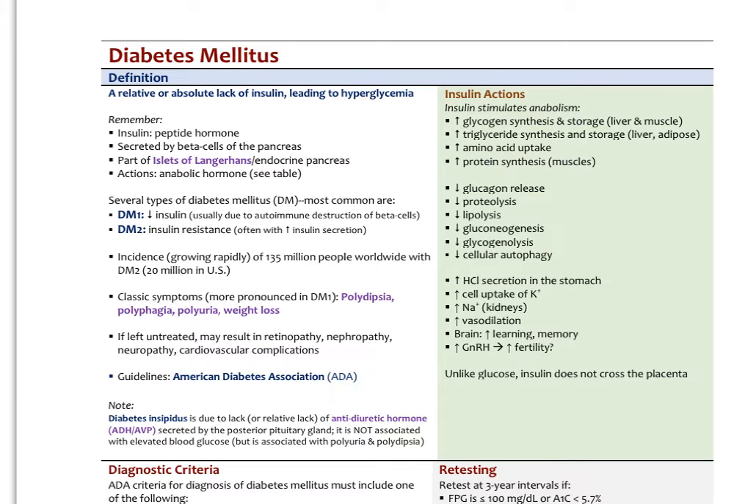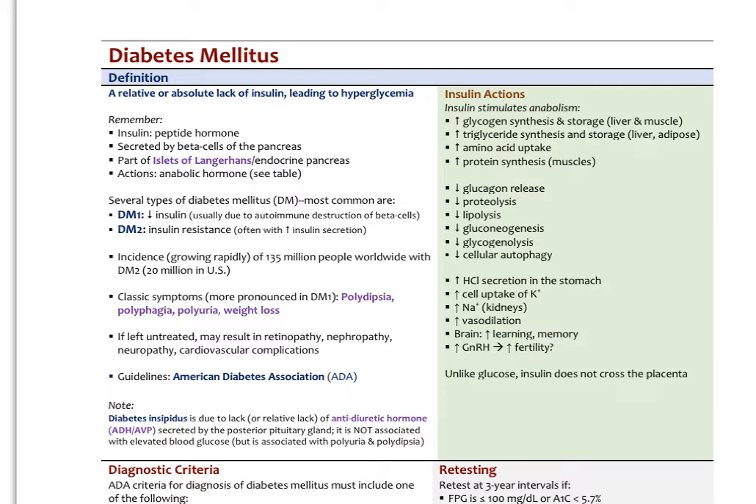So diabetes mellitus is defined as a relative or absolute lack of insulin leading to hyperglycemia. Remember, insulin is a peptide hormone secreted by the beta cells in the islets of Langerhans in the pancreas. And its main action is primarily to serve as an anabolic hormone in the body.